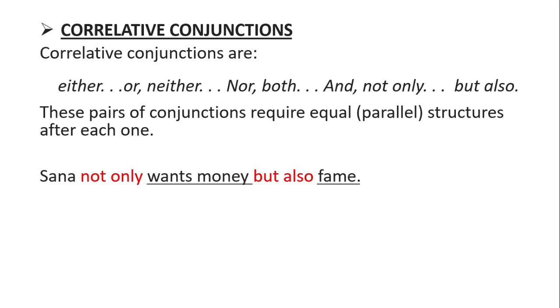In the example, we can see Sana not only wants money but also fame. Here you can see the pair of conjunctions is used to connect a word and a clause. So this is not a parallel structure. So it is the wrong use of the paired conjunction.